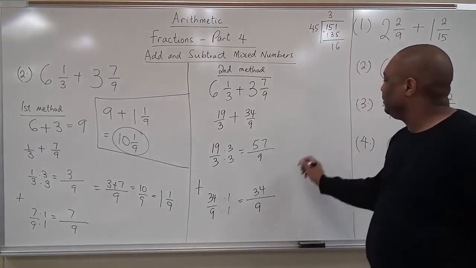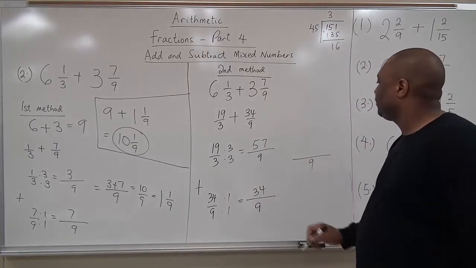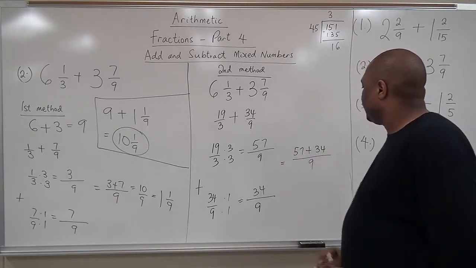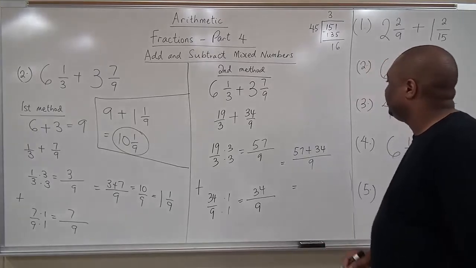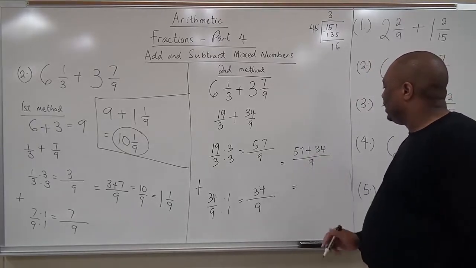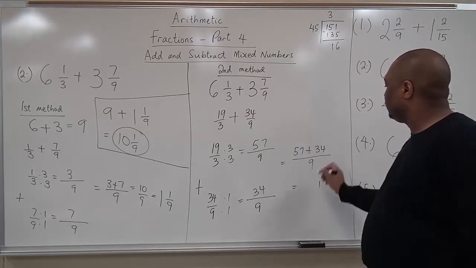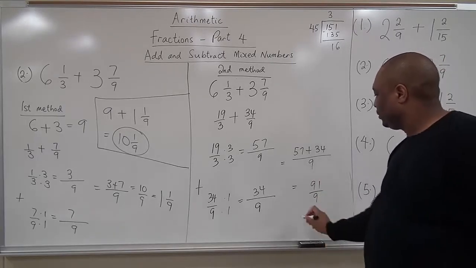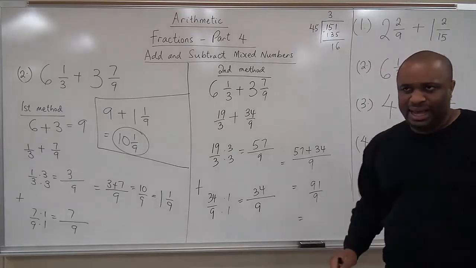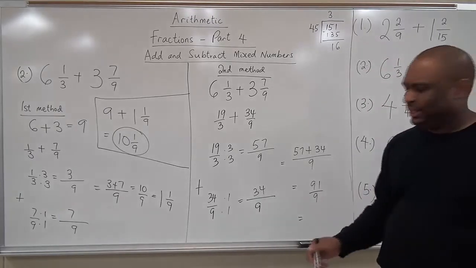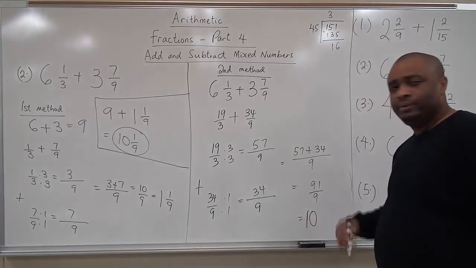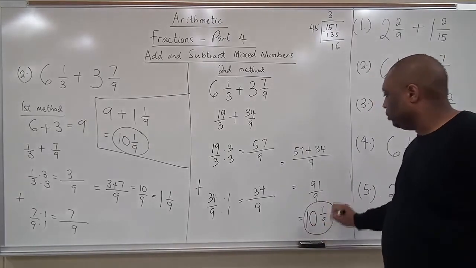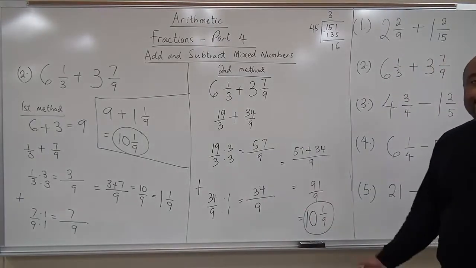Then they now have the same denominator. I bring out 57 plus 34. And this will now give me what? 7 plus 4 is 11. 1 plus 5, 6 plus 3, 9. 91 over 9. Okay? 9 into 91 is 10. 10 times 9 is 90. Remaining 1. 1 over 9. This becomes your answer. That's it.